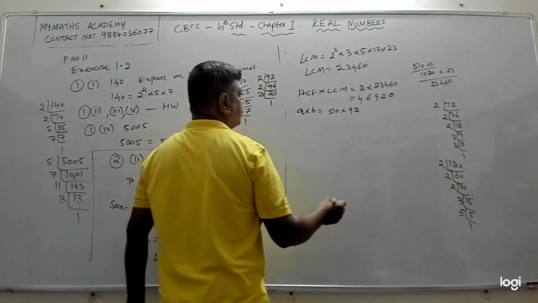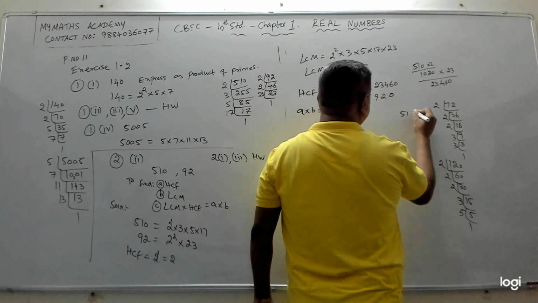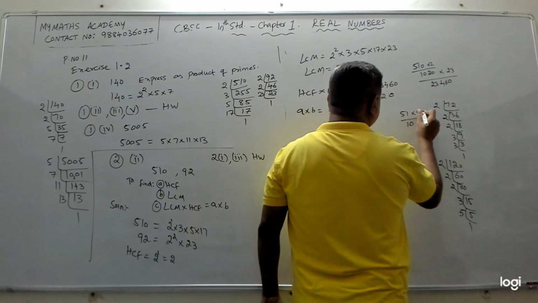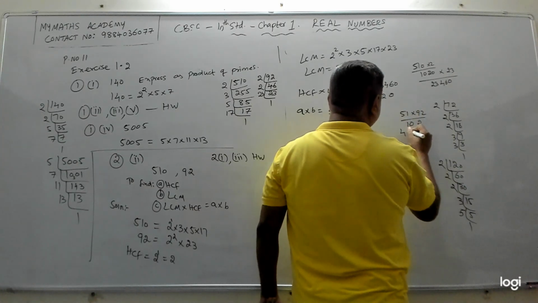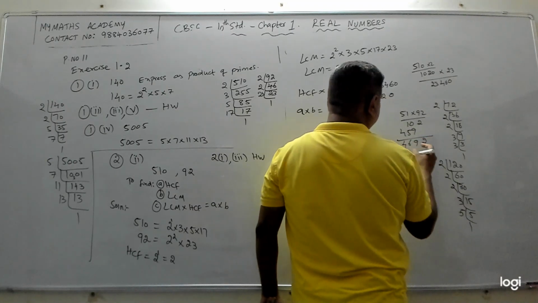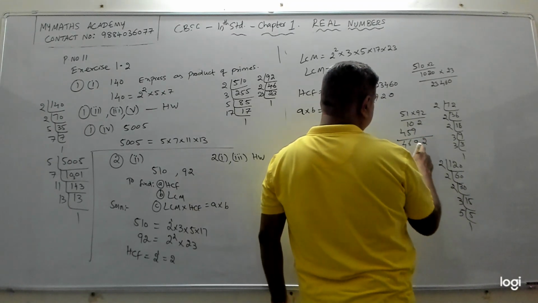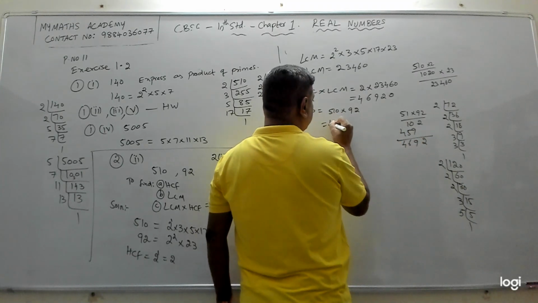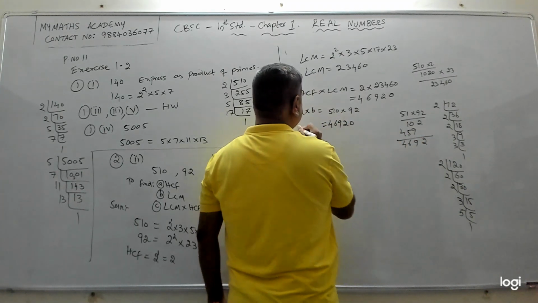Let's do that. Find 51 into 92 will do. So 2 ones are 2, 2 5s are 10, 9 ones are 9, 9 5s are 45. So 4692, and 10 is there. So which will be equal to 46920. That is my A into B.